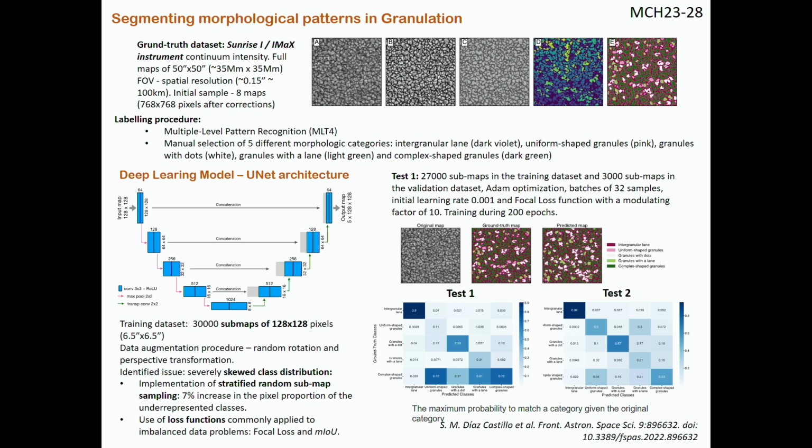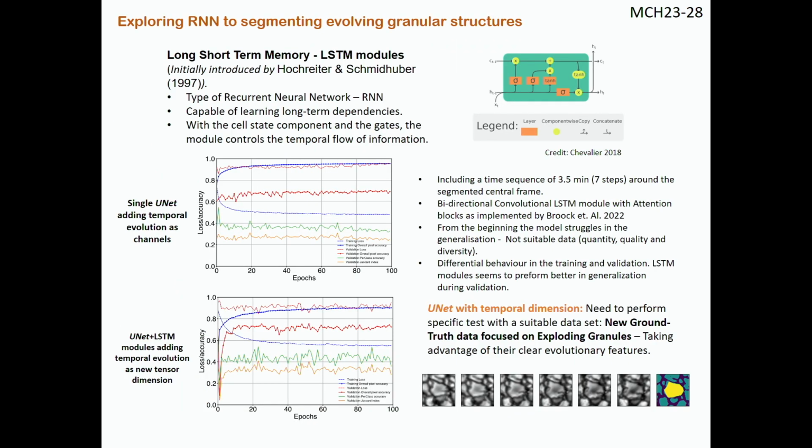So in general, I have the problem of overlapping structure. I have several features that belong to the same granule, so I'm classifying a unique cell several times. Finally, the idea is to explore the time dimension in this case.